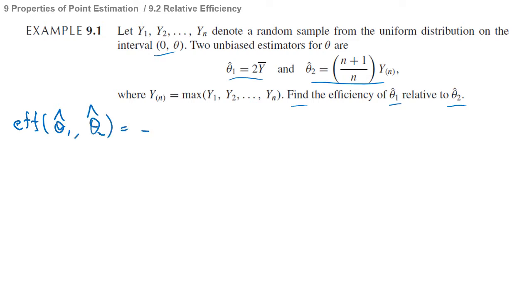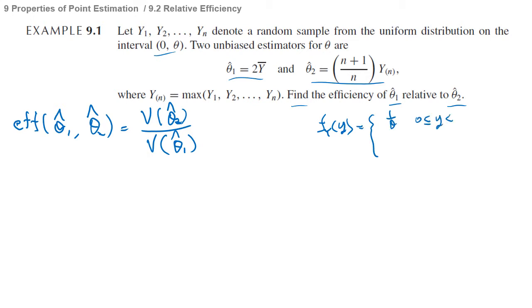And this is the variance of zeta 2 hat over the variance of zeta 1 hat. So we just need to calculate the variance of each estimator and plug them in the formula. Okay, and the density function for y is f(y). It follows the uniform distribution, so it is 1 over theta on the interval from 0 to theta and 0 otherwise.